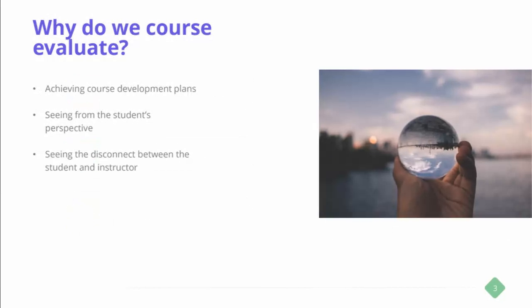So, course evaluation is a mechanism through which we can improve our teaching. We usually use it to achieve course development goals and see the course from the student's perspective and understand the disconnect, if any, between the instructor and student in the course. Because things may be clear as daylight to the instructor, but may appear to be very vague and ambiguous to the student. With that said, we want to make sure that we're asking the right questions at the right time.